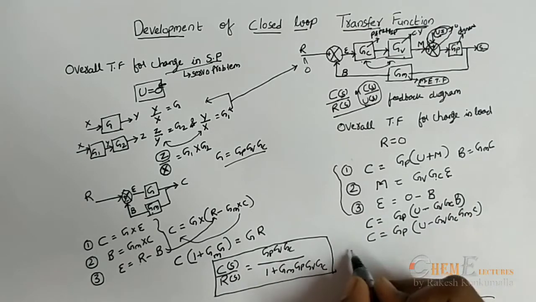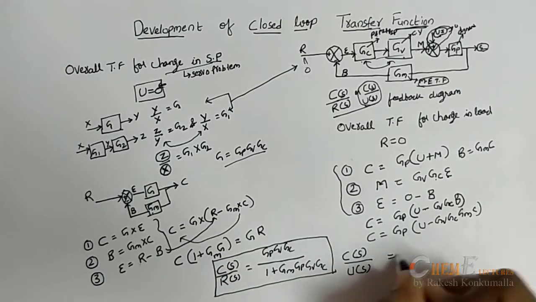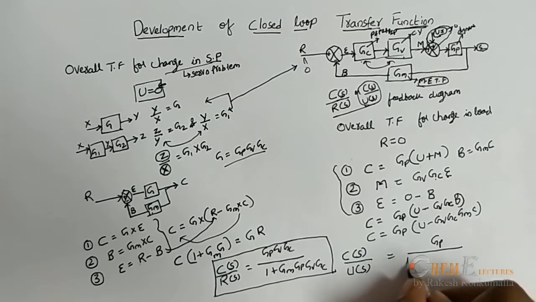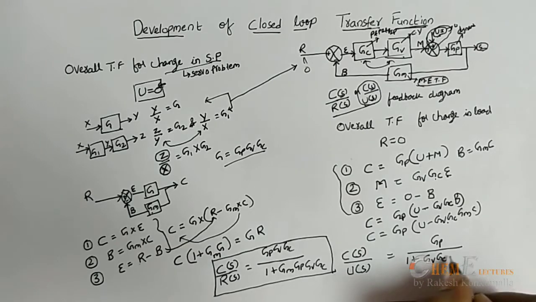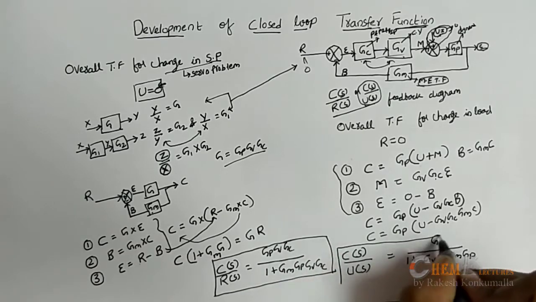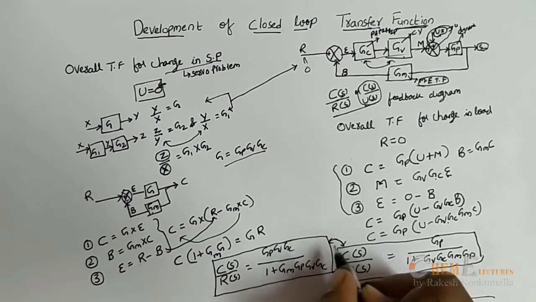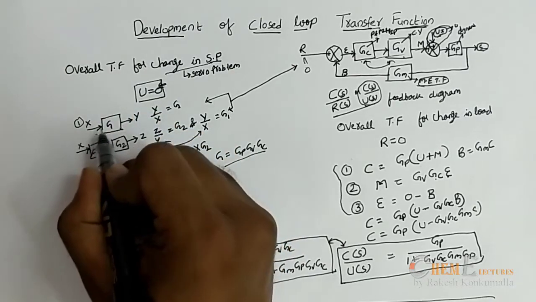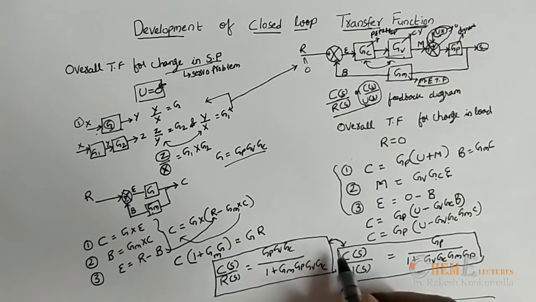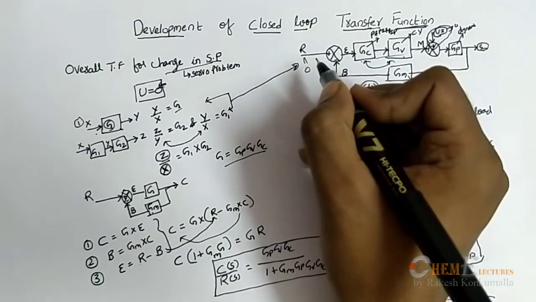From this, if you write the final equation, C of S by U of S is equal to Gp by 1 plus, we are getting it into the left hand side, it will become plus Gv Gc Gm into Gp. Now we have found the second correlation. It is very simple, only you need to know the first point, that is output by input is equal to the transfer function. With the simple equation we can create the complex terms very simply.